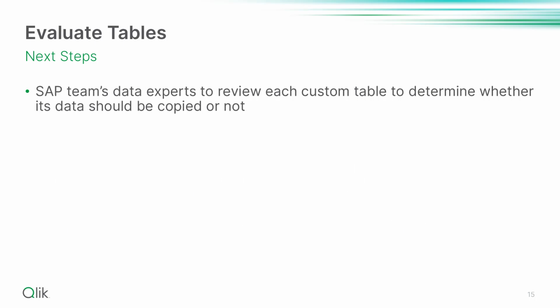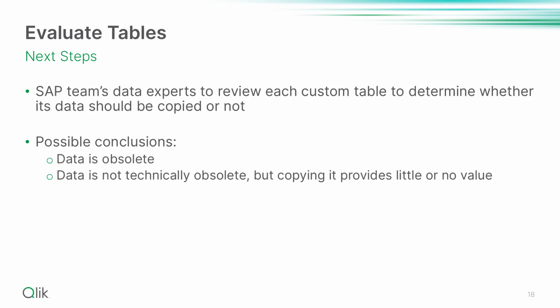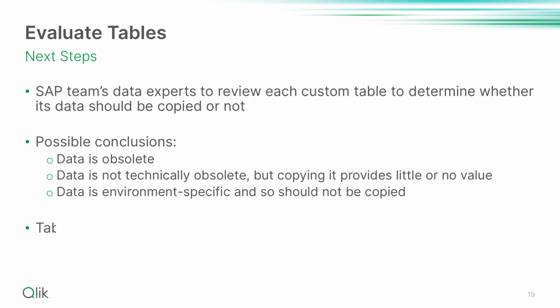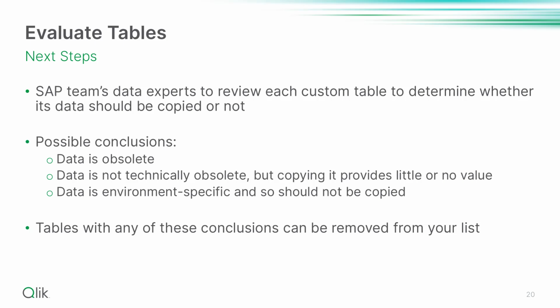Once the list of custom tables has been pared down by removing those which have no data, it is time for your SAP team's data experts to review each custom table to determine whether its data should be copied or not. It is possible that the team may reach one of the following conclusions. The data is obsolete. The data is not technically obsolete, but copying it provides no meaningful value. The data is environment specific and so should not be copied from one client to another. If any of these conclusions are reached for a given table, then it should be removed from your list. This will help reduce the number of tables which potentially need to be added into the Gold client config.